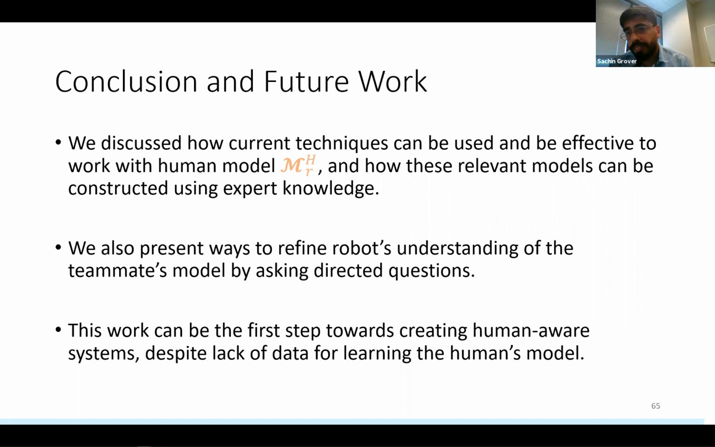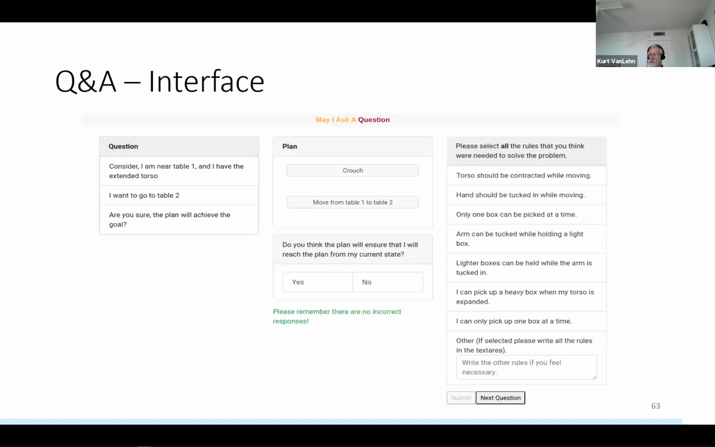So if you'll back up to the user interface, which has a list of rules, those are the kind of rules that you're going to teach them, and then the robot's going to quiz them. Yes. So I don't get it. Isn't that normal? Like we teach them and then we quiz them? Like they can look at these, they'll say to themselves, torso should be contracted while moving. Did Sachin tell me that was true or false?